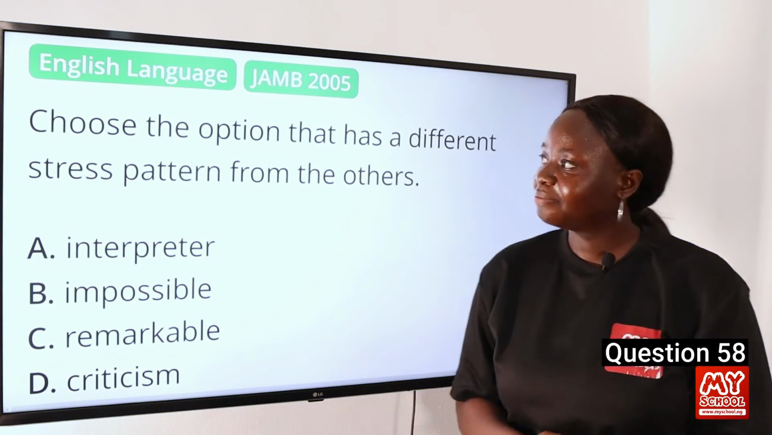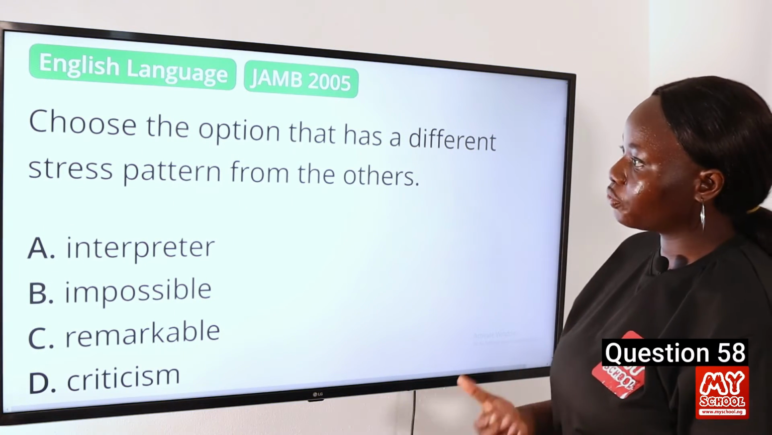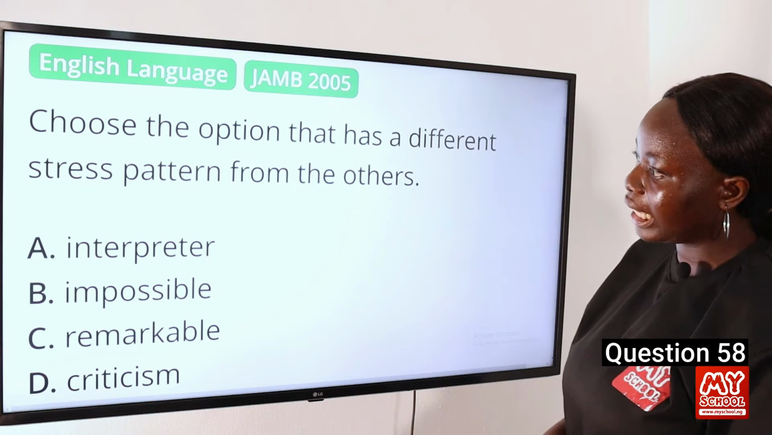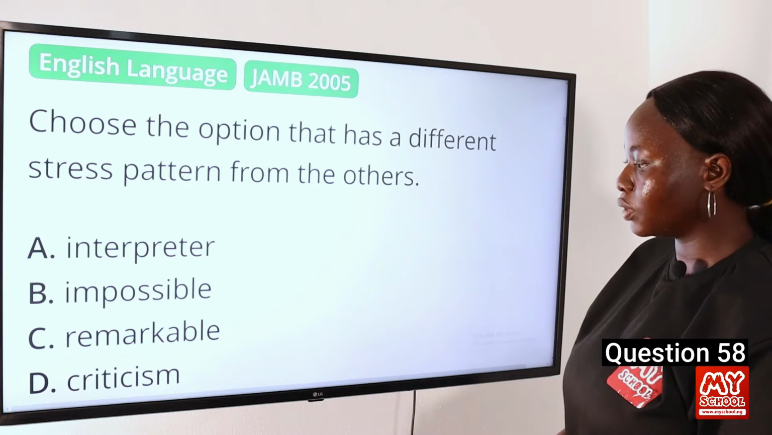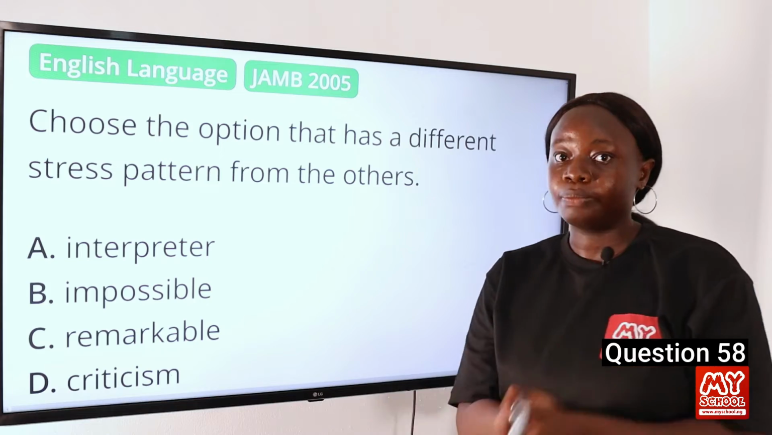Question 58. Choose the option that has a different stress pattern from the others. A, interpreter. B, impossible. C, remarkable. And D, criticism. So let's go to the board to see which of them is our answer.